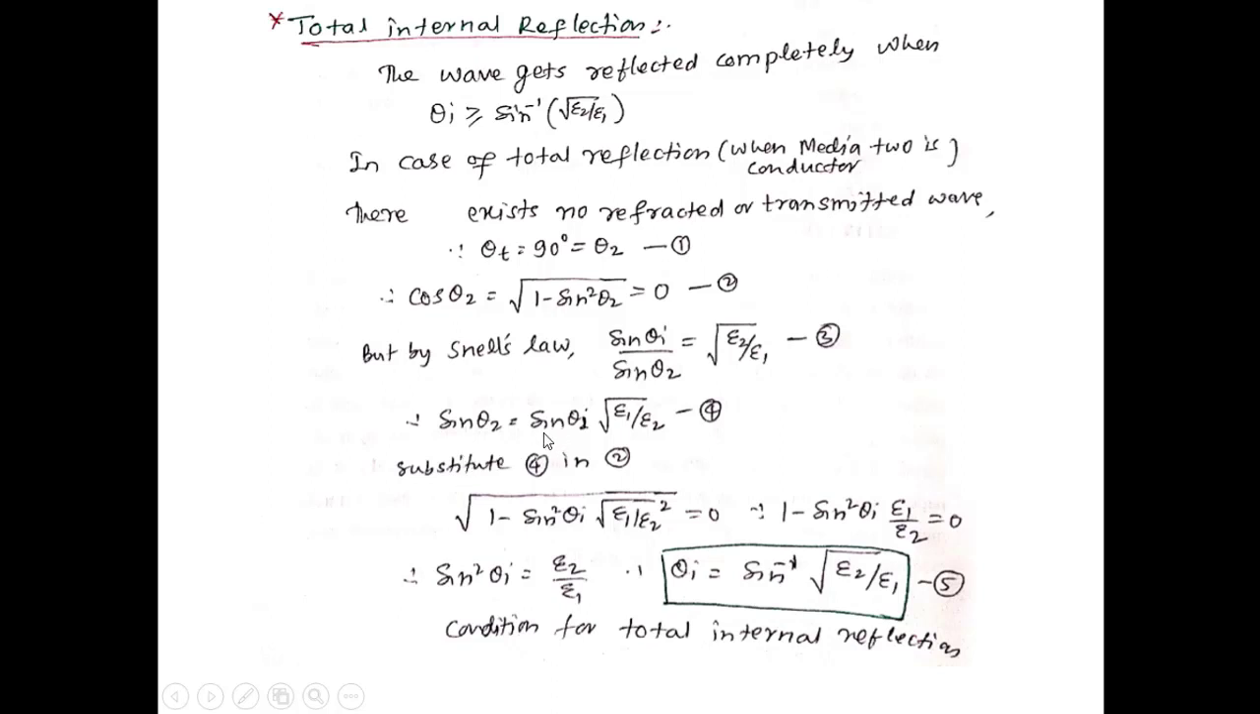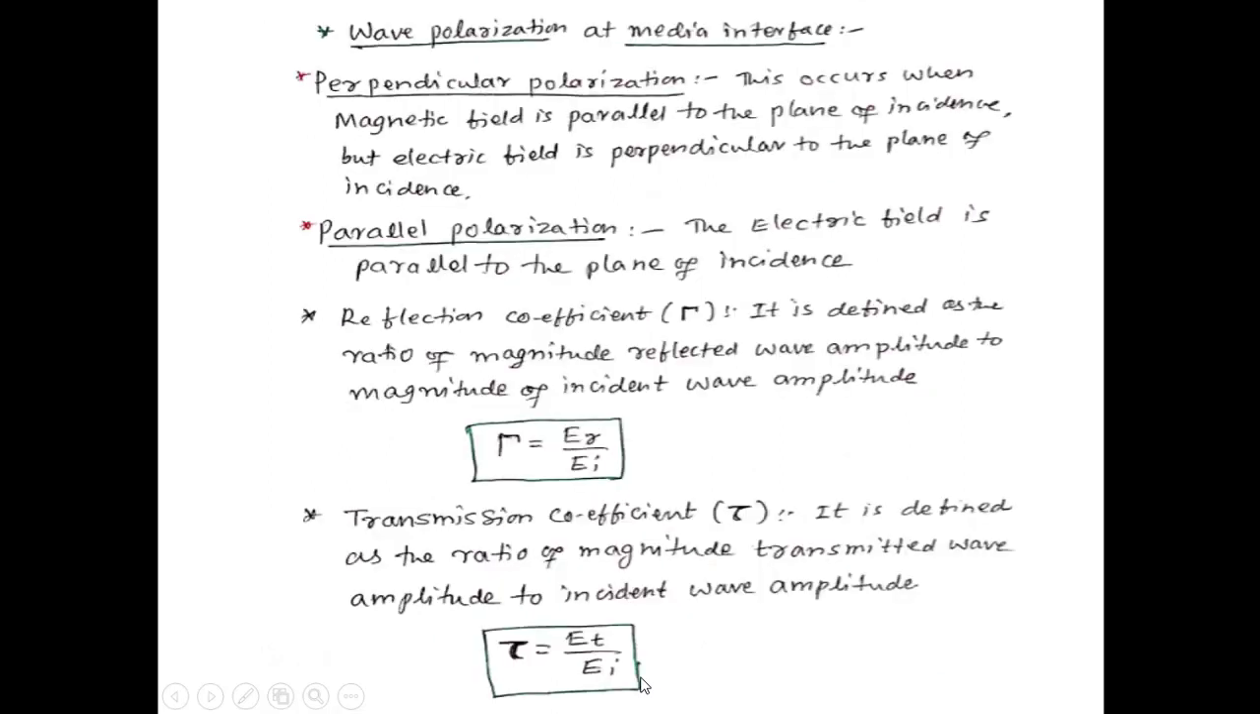Therefore, sin theta 2 is equal to sin theta i into under root of epsilon 1 by epsilon 2 by simplification. So substituting 4 in 2, we get under root of 1 minus sin square theta i into under root of epsilon 1 divided by epsilon 2 whole square is equal to 0. Therefore, 1 minus sin square theta i into epsilon 1 by epsilon 2 is equal to 0. Therefore, sin square theta i is equal to epsilon 2 by epsilon 1. Therefore, angle of incidence is equal to sin inverse of under root of epsilon 2 divided by epsilon 1. This is the condition for total internal reflection.